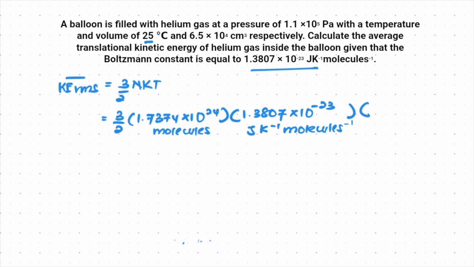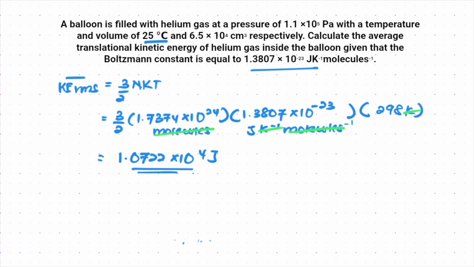And then you will have your temperature 25 degrees Celsius. You convert it to Kelvin to 298 Kelvin. Therefore, you will get 1.0722 times 10 to the power of 4 joule. Right? Because for this part, molecules, Kelvin and Kelvin.